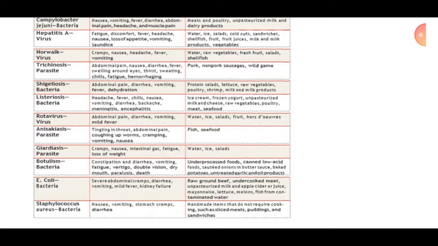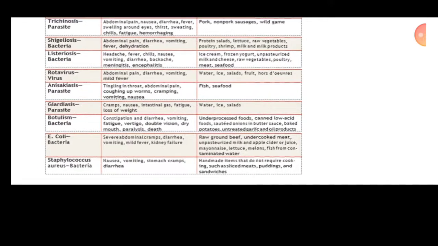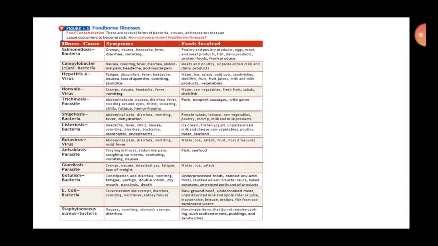And the last one is Staphylococcus aureus bacteria. The symptoms are nausea, vomiting, stomach cramps, and diarrhea. The foods involved are handmade items that do not require cooking, such as sliced meats, puddings, and sandwiches.